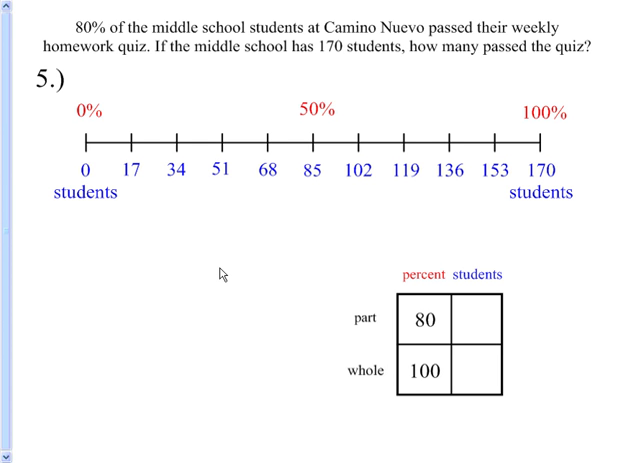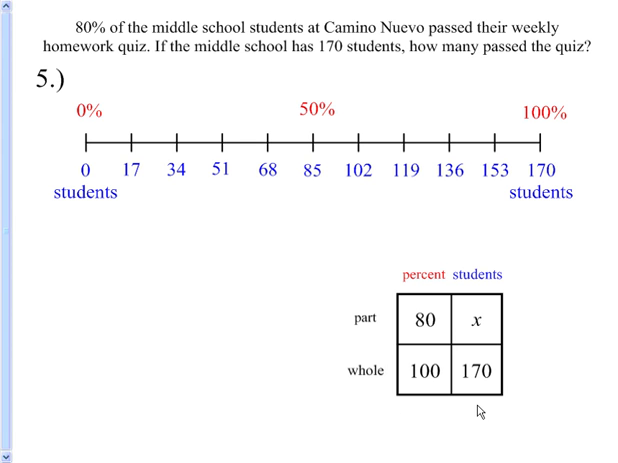Now, what about the students? Here at the Camino Nuevo, we're told that the school has 170 students. So that is the whole number, the total number of students altogether. And the last section, the number of students who passed the test, if 80% passed the test, that's the part that's missing. So this is all of the totals, the wholes. This is the parts. This is the percents. And this is the students.